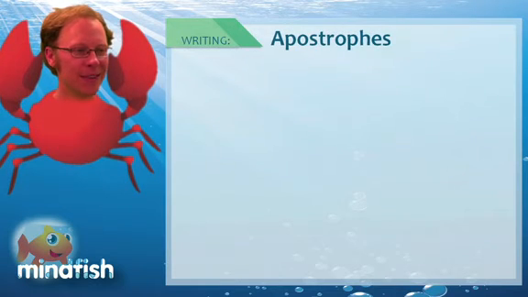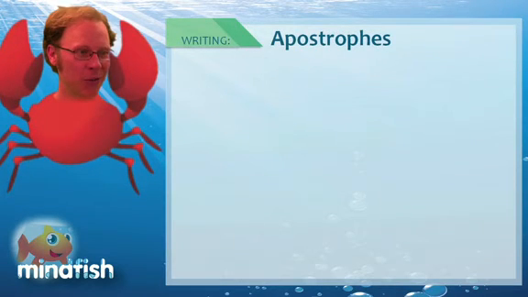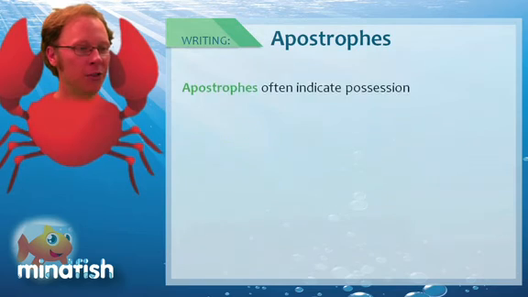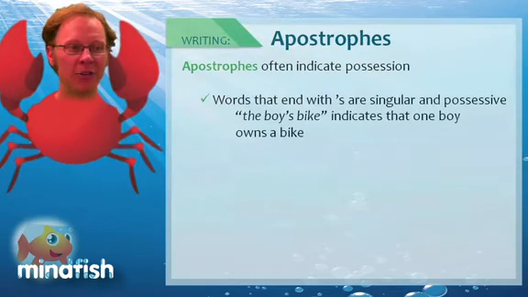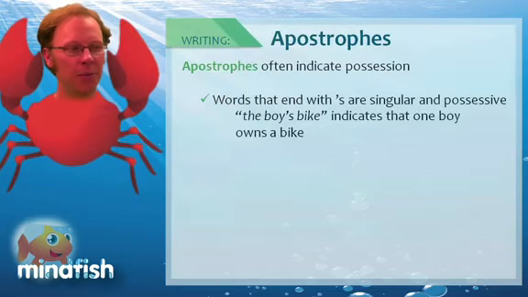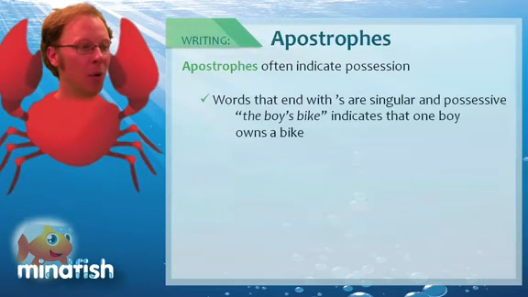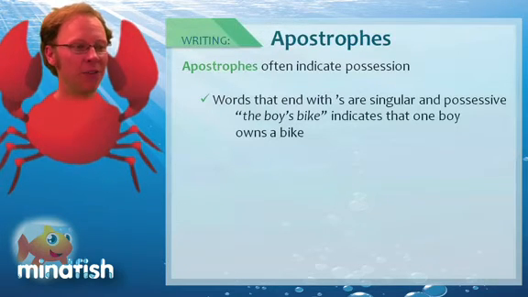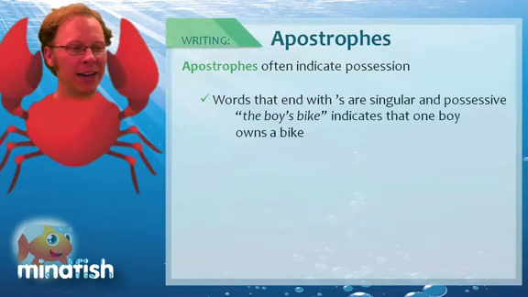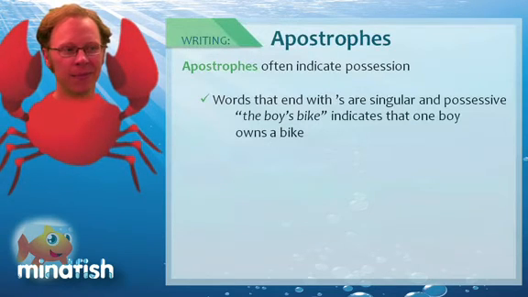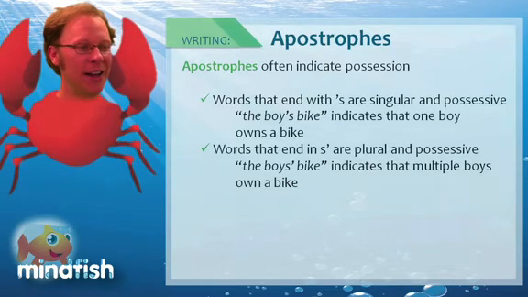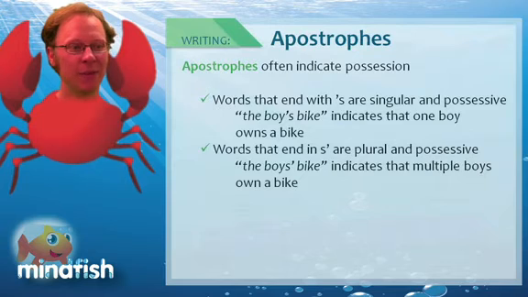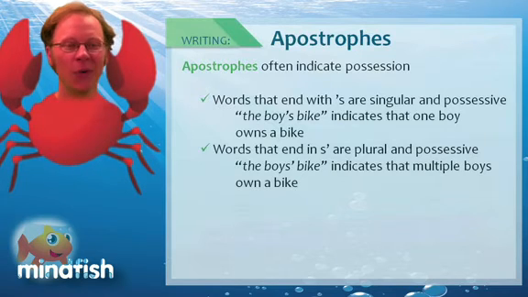All right, thanks for hanging with me. Our last mark of punctuation is the apostrophe. Apostrophes often indicate possession. For example, words that end with apostrophe S are singular and possessive. If we said the boy's bike, with an apostrophe S on boy, we are indicating that one boy owns a bike. On the other hand, words that end in S apostrophe are plural and possessive. If we said the boys' bike, here boys has an S apostrophe, we are indicating that multiple boys own a bike.